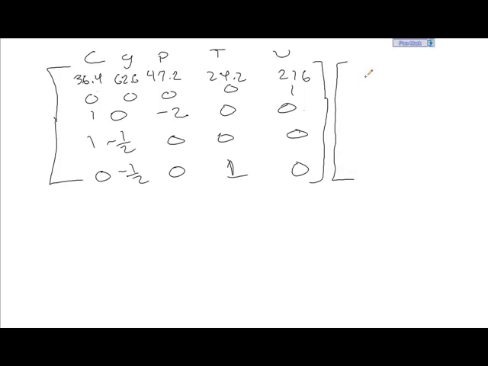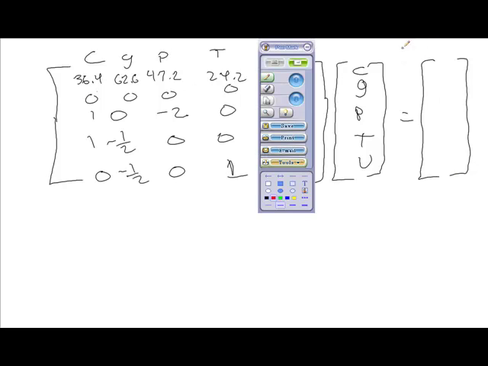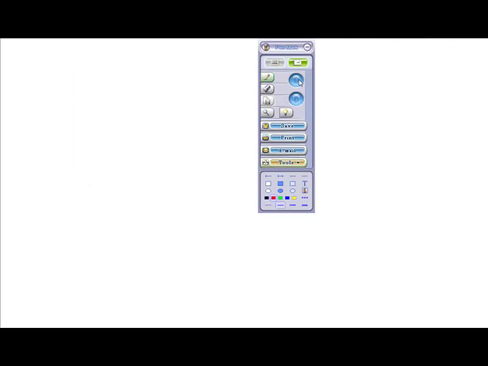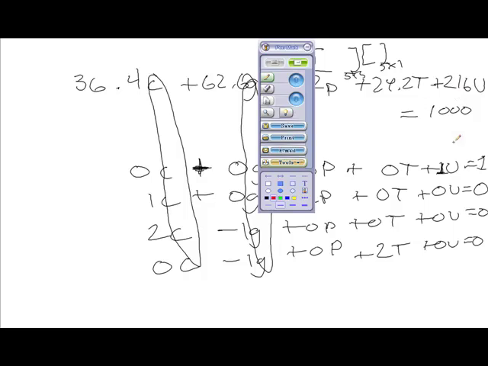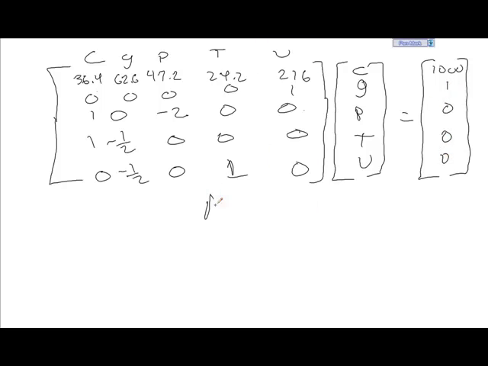That's why matrix form makes it so much easier to do. And then we'll have our C, G, P, T, and U. This is our X matrix, which contains our variables. And then our constant matrix, our solution matrix, which contains all the corresponding row solutions. So this guy equals 1,000. I'm going to come back here so we can see where we're pulling these from. So one of them is 1,000, then we have 1, 0, 0, 0. So there's our A, there's our X, there's our B. And we know that to solve for X, we have to take A inverse B.